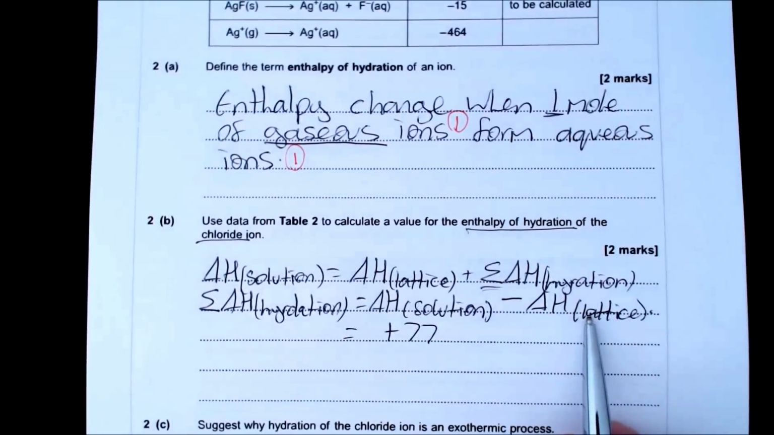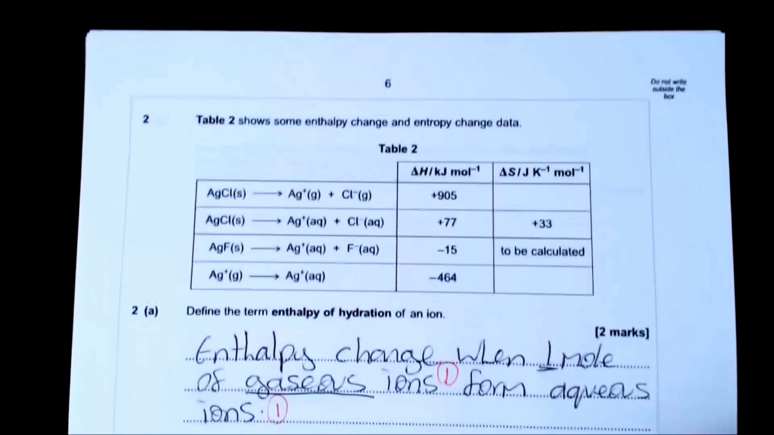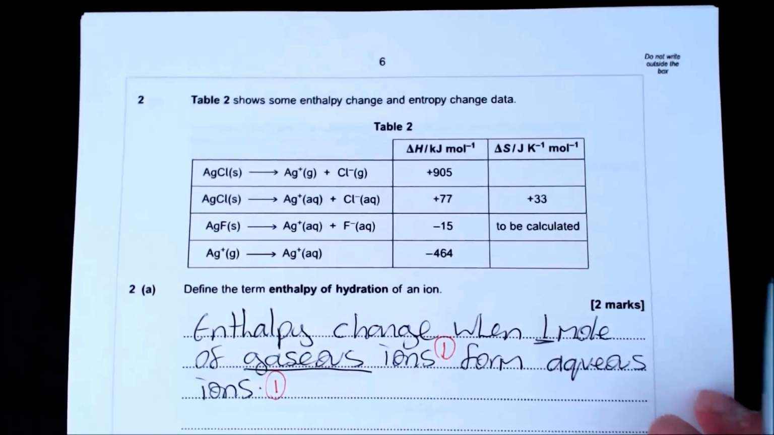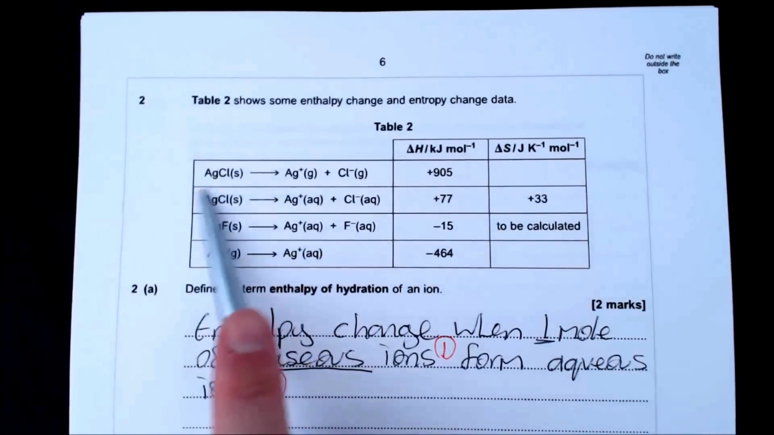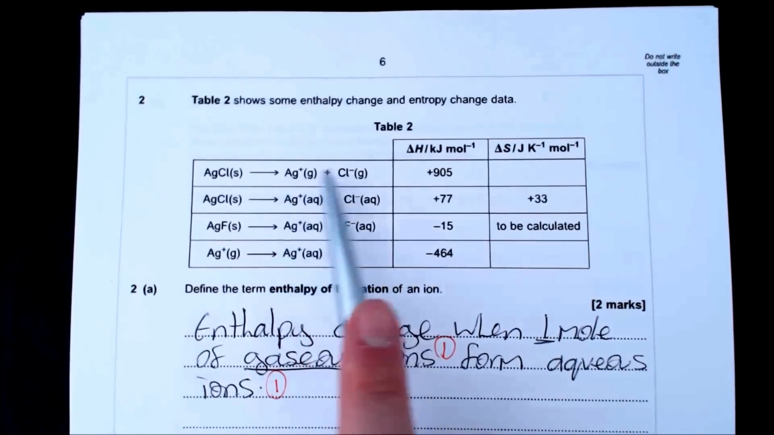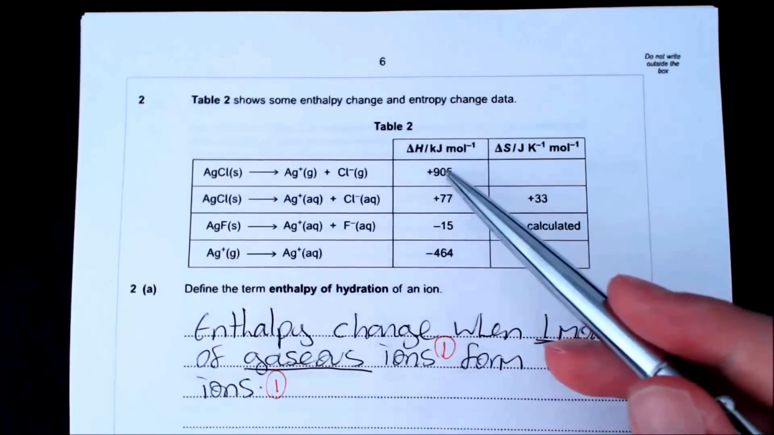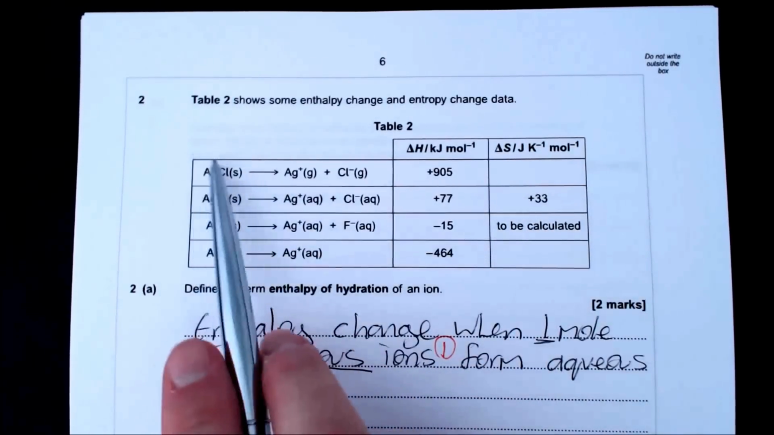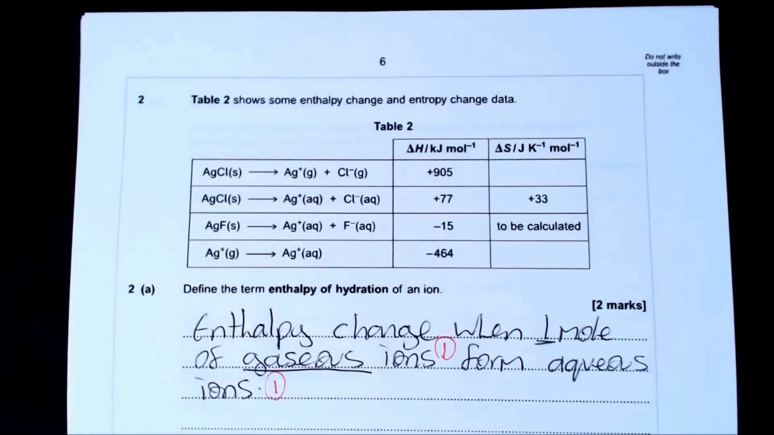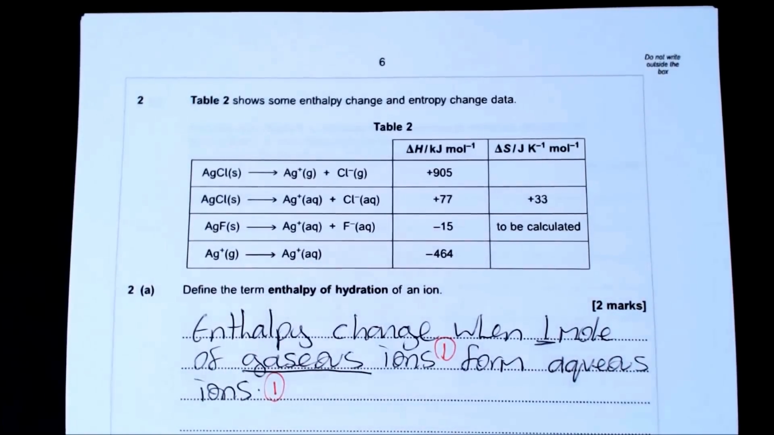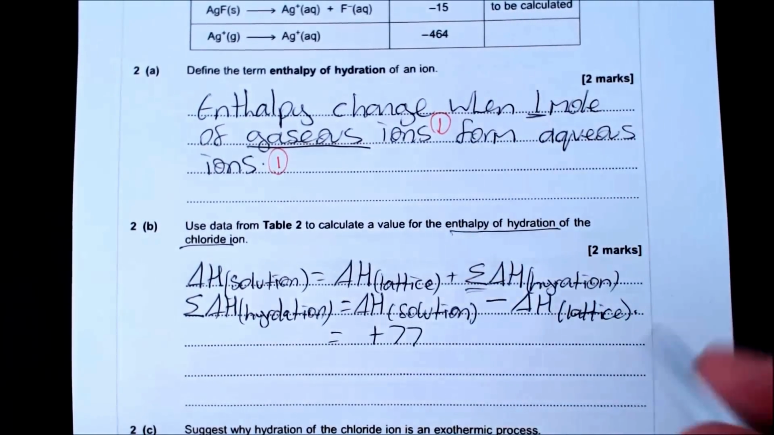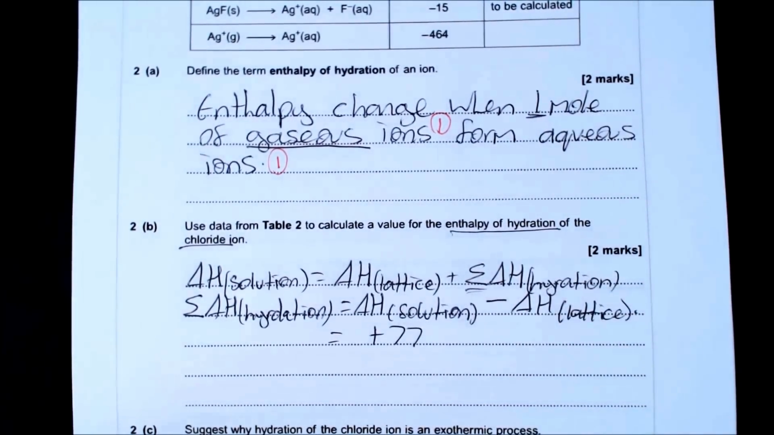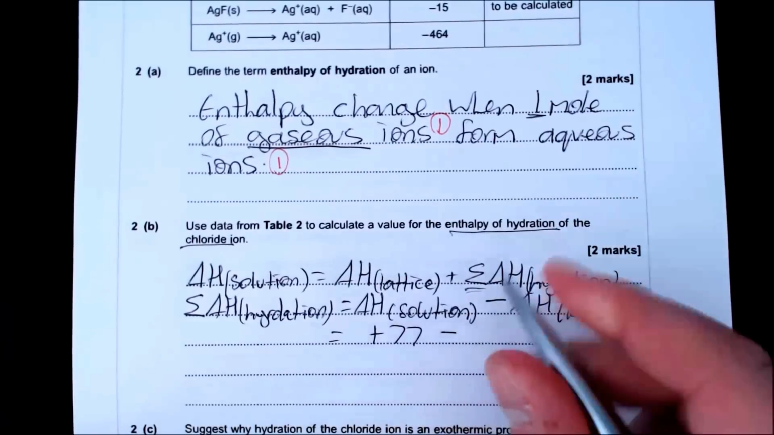Okay, and the lattice value. So if I come back down to here, now the lattice value is this one. So this is our solid, and here's our ions in the gaseous state. So this is the enthalpy of the lattice, because obviously there's the ions. And again, you're supposed to know your definitions, so if you know it, then you'll be able to spot it from there. So if we go back, the lattice enthalpy is plus 905. Now, because this is a minus, I'm just going to put minus 905.